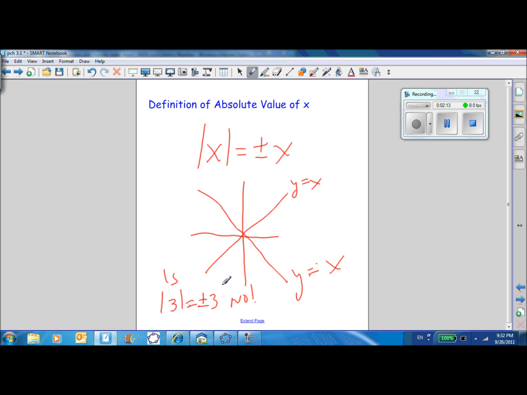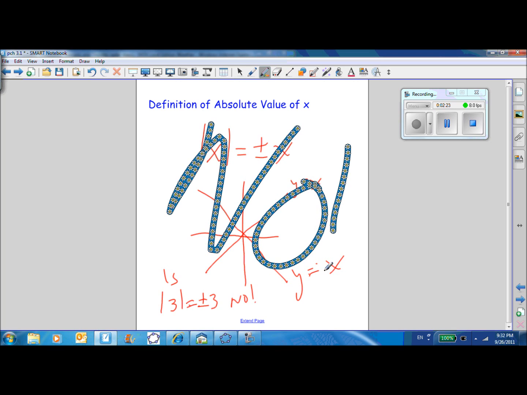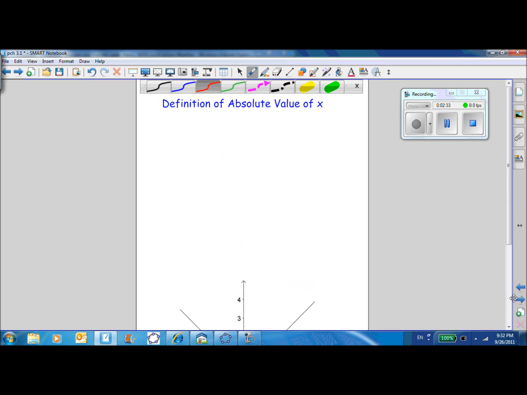So we have to throw out this whole idea and come up with something else. No. The absolute value of x is not equal to plus or minus x. It's not 2x. That wouldn't even be a function. And you know the absolute value function is a function. So let's try that again.